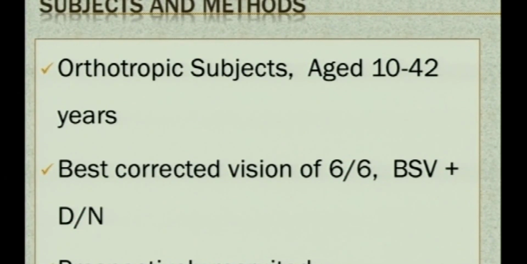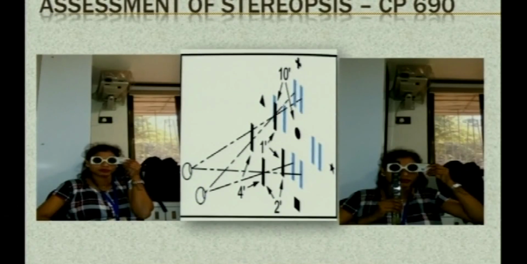We included subjects who were orthotropic and aged between 10 and 42 years and had a best corrected visual acuity of 6/6 with binocular single vision present on the Worth four-dot test for near as well as distance. They were prospectively recruited for the assessment first with CP690. As you see over here, the subject will have to wear the optical correction if there is any, spectacles or contact lenses, and on top of that they'll have to hold these Polaroids.